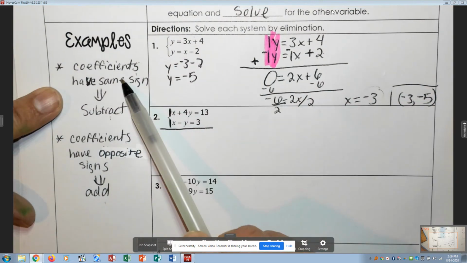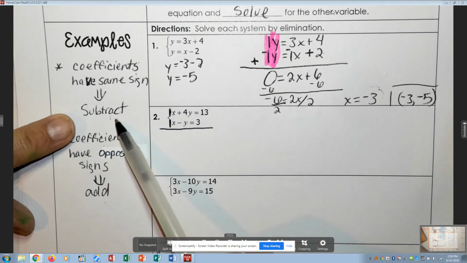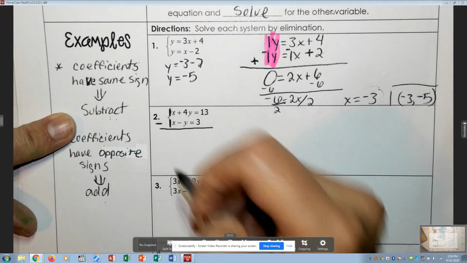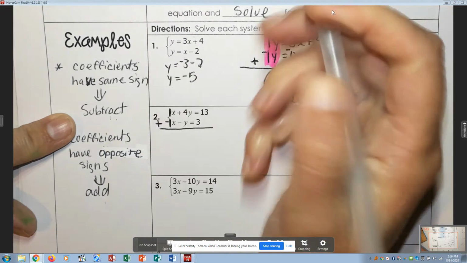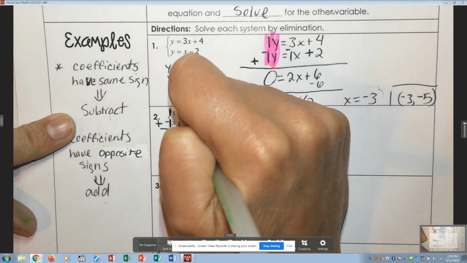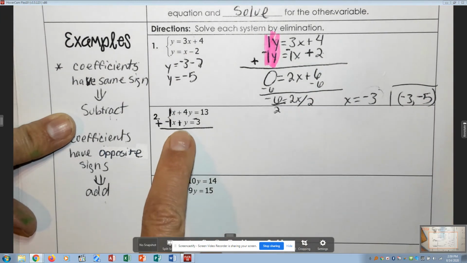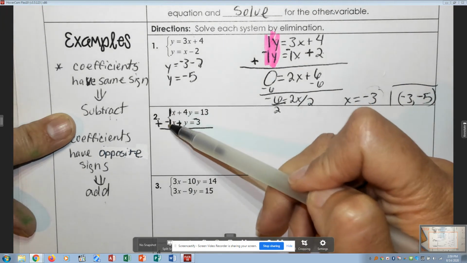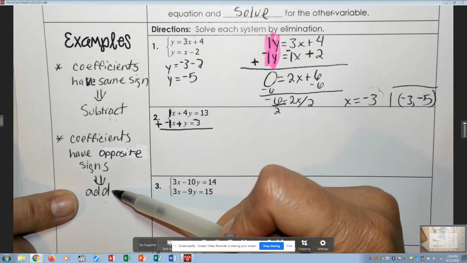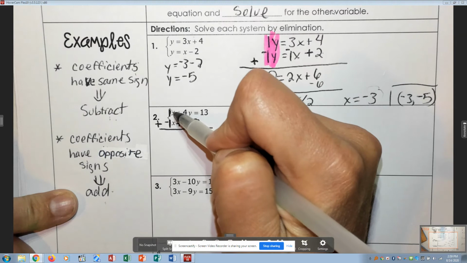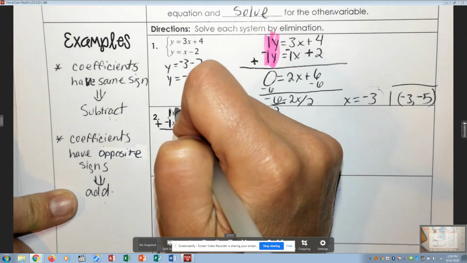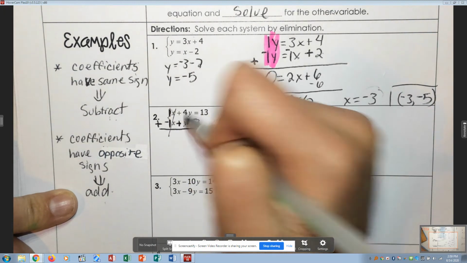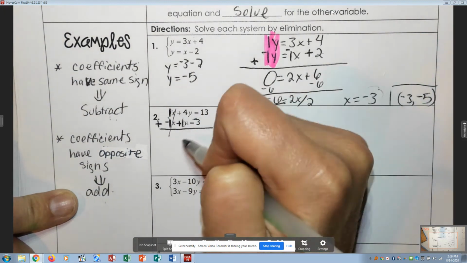So now I have coefficients with the same sign. I would subtract. But you know me, I hate subtraction. So add the opposite, opposite, opposite. Notice I just changed all of these to the opposite signs. Now, since these have opposite signs, I can add the two equations. So 1x plus negative 1x, those eliminate. That was my goal. 4y plus positive 1y, dress that naked y with a 1. So we get 5y.